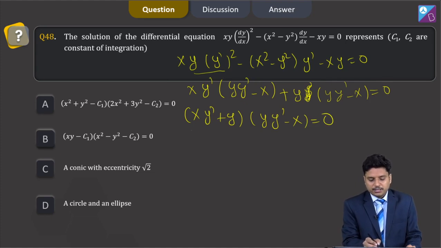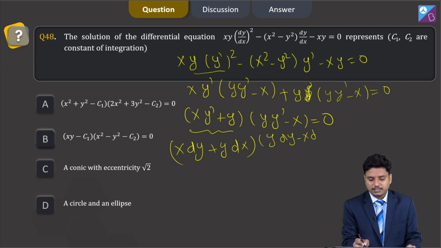So this part is what? This can be written as x dy by dx plus y, so x dy plus y dx, and the other part is y dy minus x dx is equal to 0. So this is differential of xy, and this is differential of y square by 2 minus x square by 2 is equal to 0.